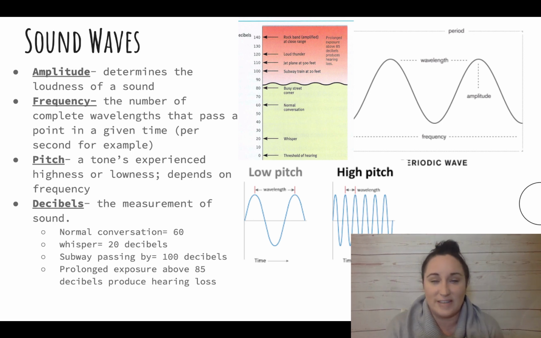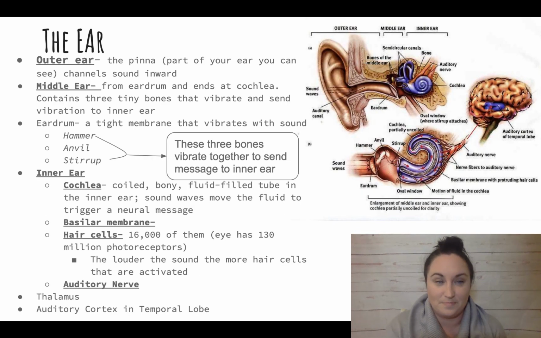The next is decibels, and that is just how we measure sound. So if you look at that colored image where it's showing you 0 is our absolute threshold for hearing, and then a whisper conversation would be like 20 decibels. Anything above the line that's in red, if you were to listen to those sounds for a prolonged amount of time, that could lead to hearing loss. So the more you're exposed to them, the more you're disturbing your hearing.